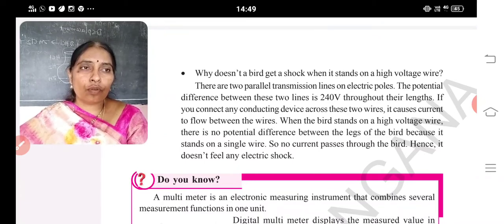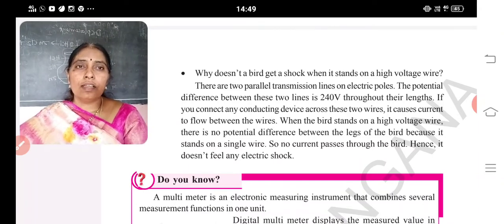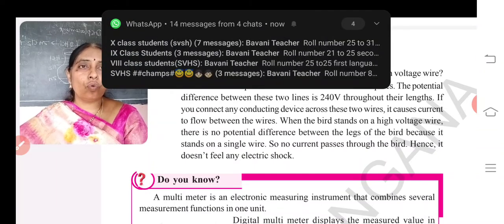So, no current passes through the bird. Hence, it does not feel an electric shock. Most important question: why does a bird not get a shock when it stands on a high voltage wire?